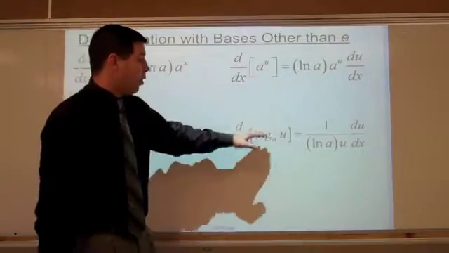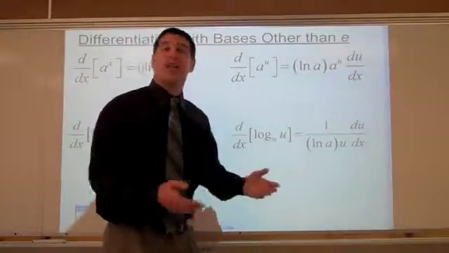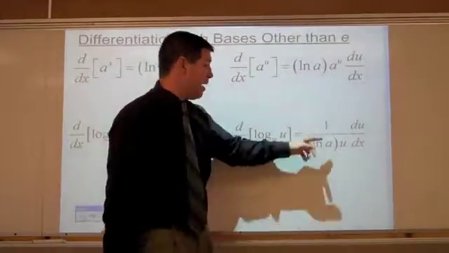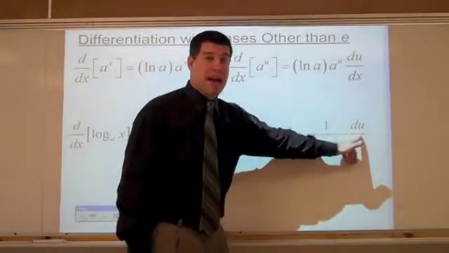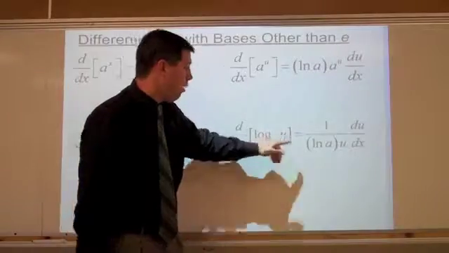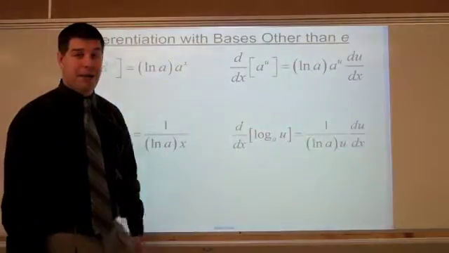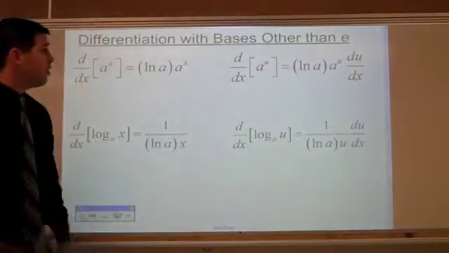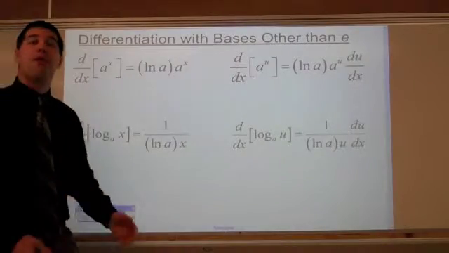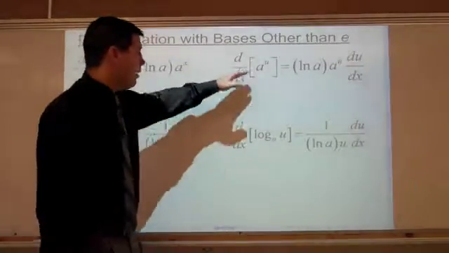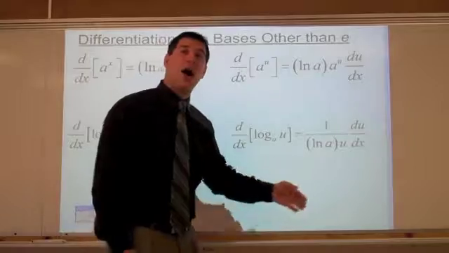Derivative with respect to x of log base a of u. Again, chain rule type problem. It's going to be the same thing, 1 over u times du dx, but also the natural log of that base is on the bottom there. So these are the rules for differentiation with bases other than e. A to the u or log base a of u.